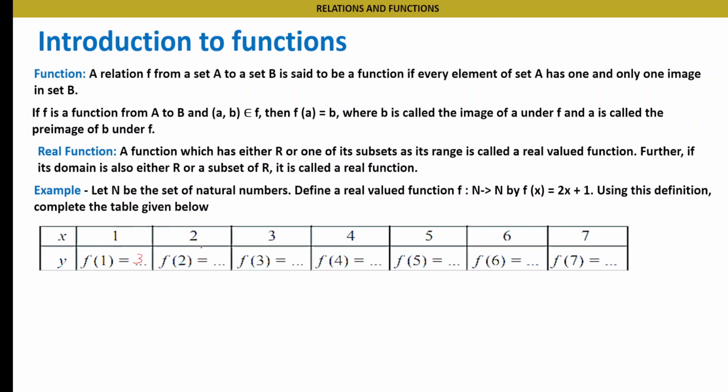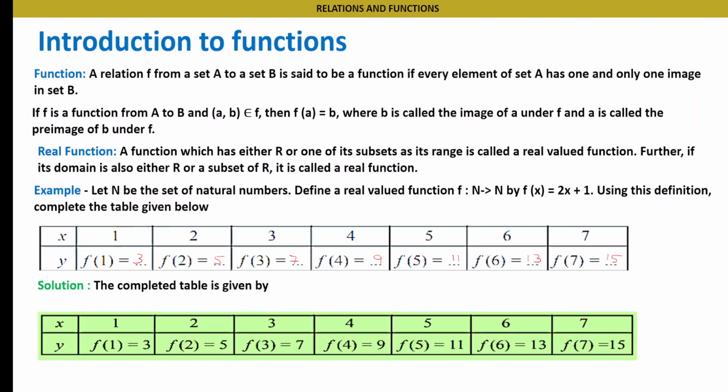Similarly, when we substitute x as 2, we are going to get 5. Then similarly, when we substitute 3, we get 7, then 9, then 11, then 13, then 15. Therefore, the completed table is here. When x is 1, y is 3; x is 2, y is 5; x is 3, y is 7; x is 4, y is 9; x is 5, y is 11; x is 6, y is 13. When x is 7, y is 15. That is, f of 7 is 15.